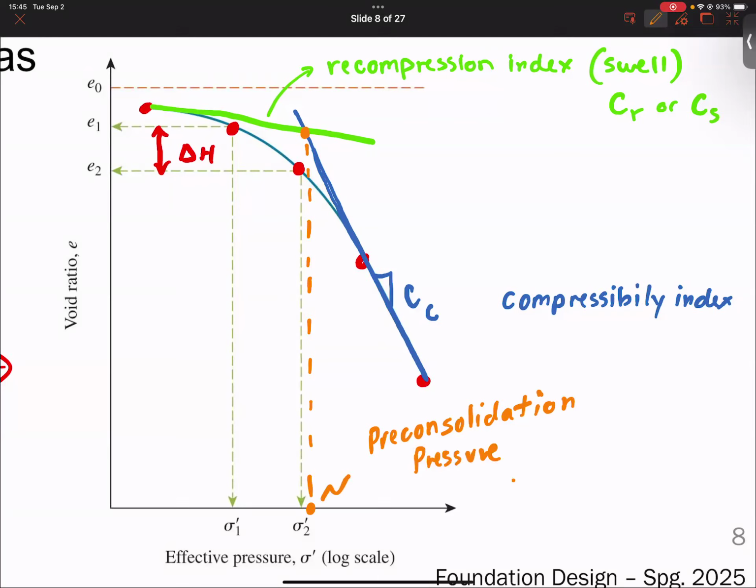And this is shown by sigma prime subscript C, or sometimes it's just shown with a P subscript C, pre-consolidation pressure. So the two slopes, CC and CR or CS, are slopes, so you calculate them as rise over run. The pre-consolidation pressure is the point on the x-axis which corresponds with that.